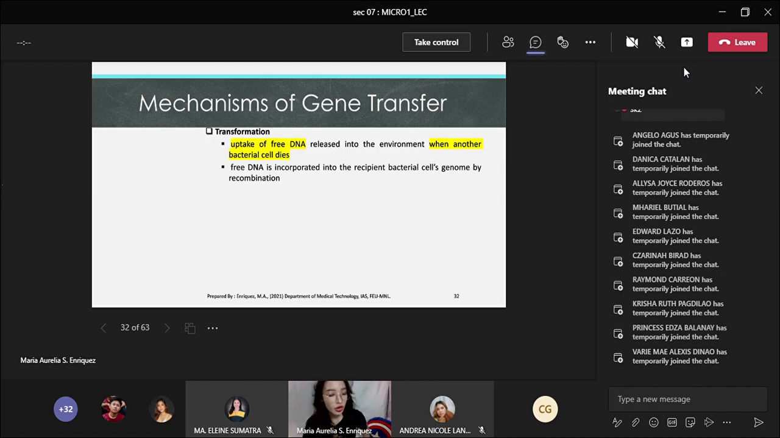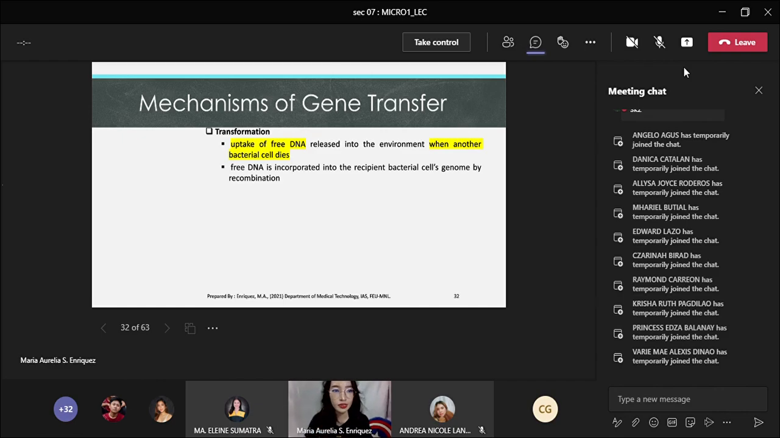Okay, so now, what are the different mechanisms of gene transfer among bacterial cells? All right, first is transformation. Transformation is the uptake of free DNA that is released into the environment when another bacterial cell dies, either by cell lysis or disintegration, which causes a rupture in the cell wall.